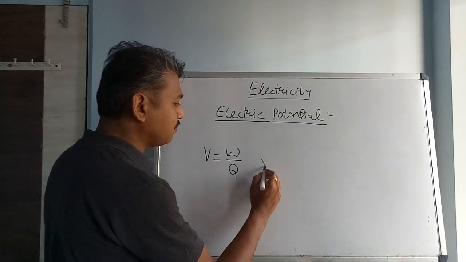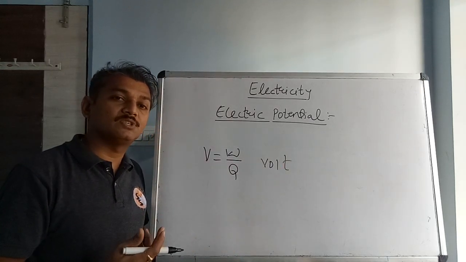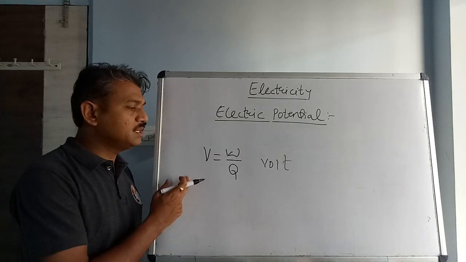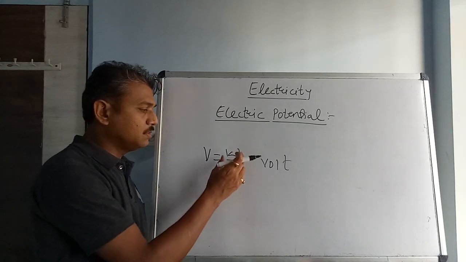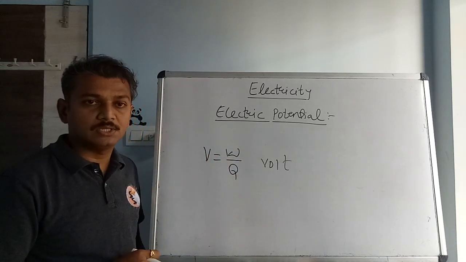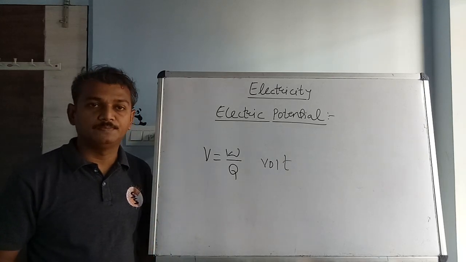It means the unit for that is volt, given by the physicist Volta. So voltage, potential difference, can be defined as the work done per unit flow of charges, that is called the electric potential.